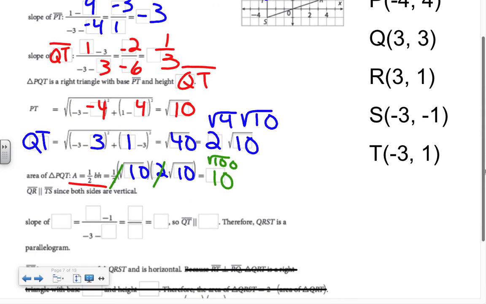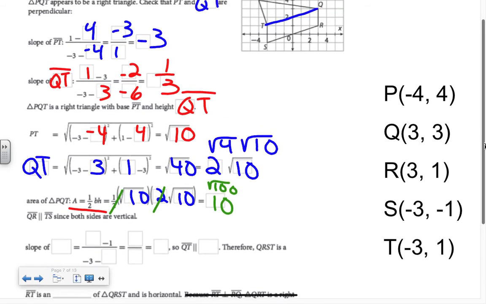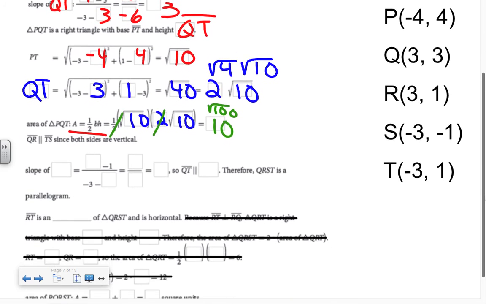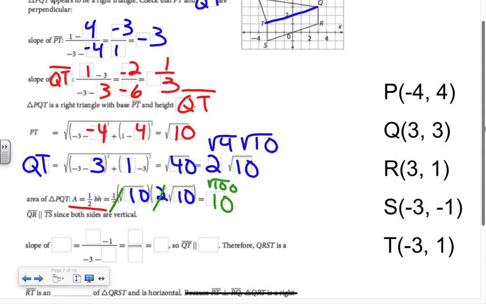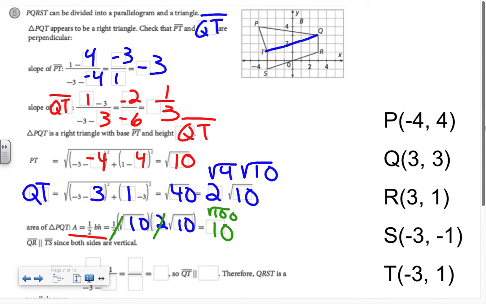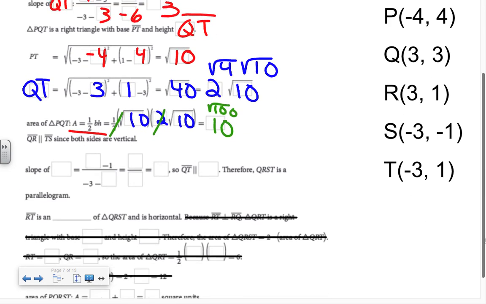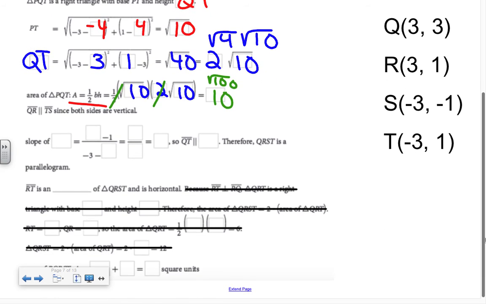Next, we're going to verify that QRST is, in fact, a parallelogram. Well, we know that QR and TS are parallel since those are both vertical sides. Notice them in the diagram. QR and ST are vertical segments, so we know that they're parallel.